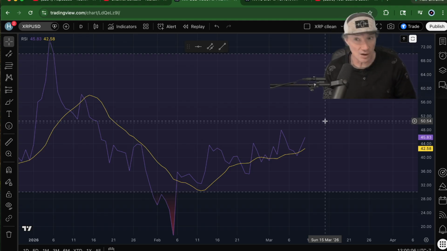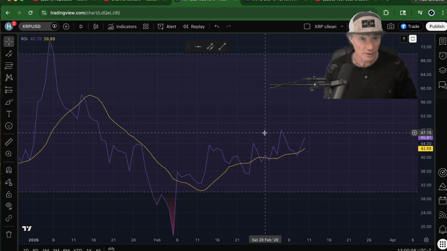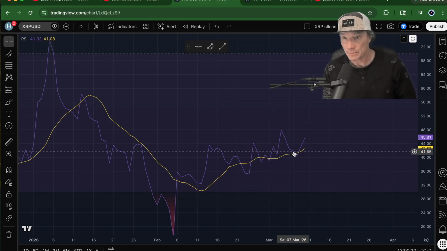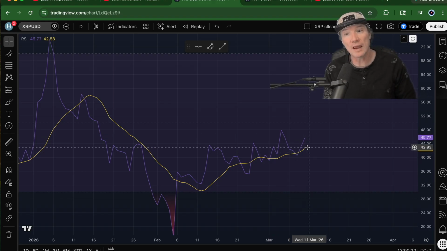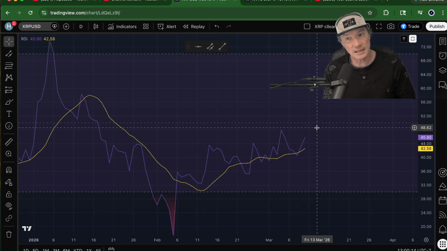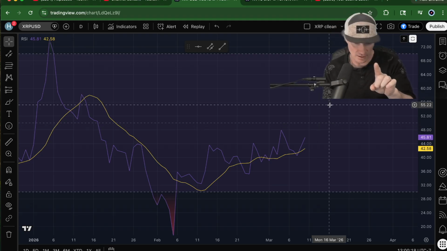We are on a downward trend on XRP right now, but this upward strength is heading towards 50. If it goes above 50, I might buy. That's what the RSI is.